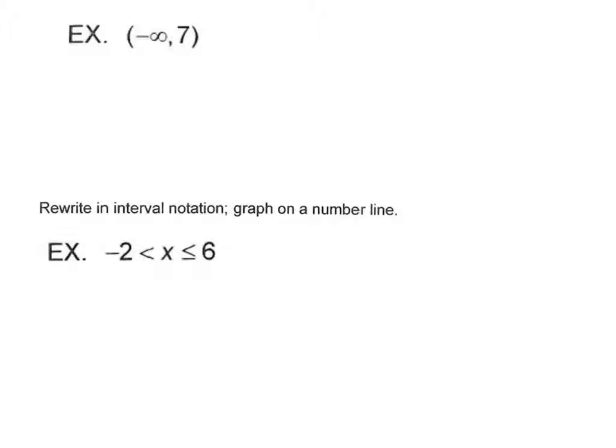Same instructions for this next one. This is interval notation. We want to graph this on a number line. Negative infinity is out here. And then we have 7. So if it starts at negative infinity, it starts forever to the left. It goes forever to the left. And then the stop is at 7, and it's a parentheses. So the graph is going to look like that.